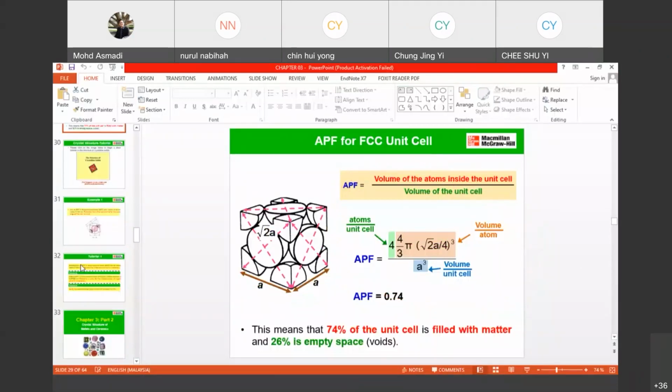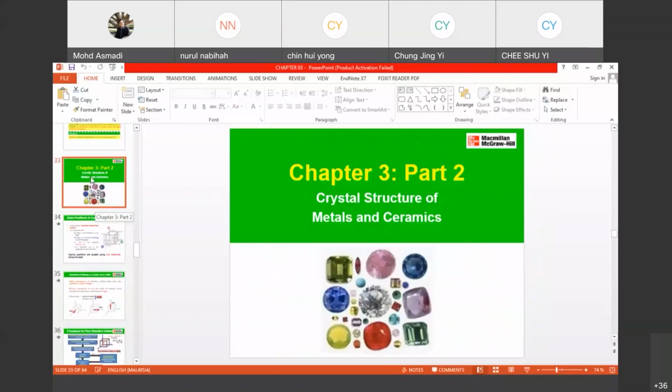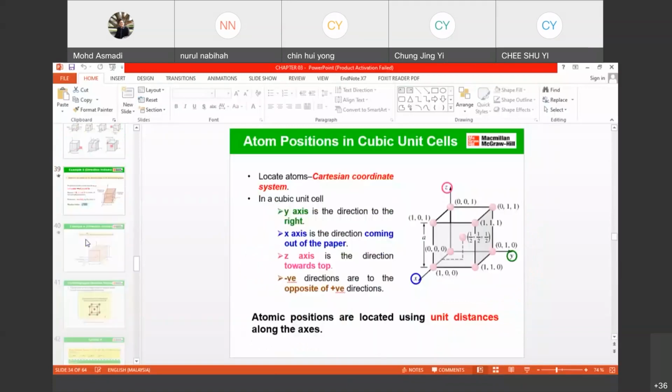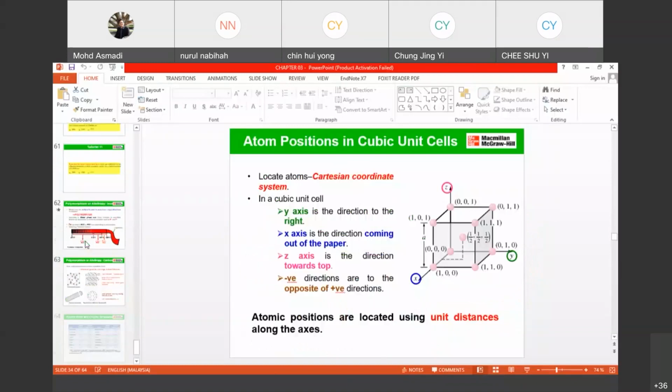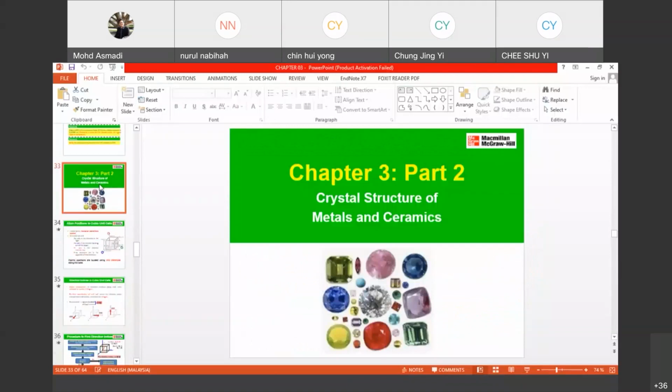Okay, any questions about the coordination number, atomic packing factor, the lattice constants? Any questions? So far, it's okay. Easy, right? Okay, so let me introduce the direction indices.